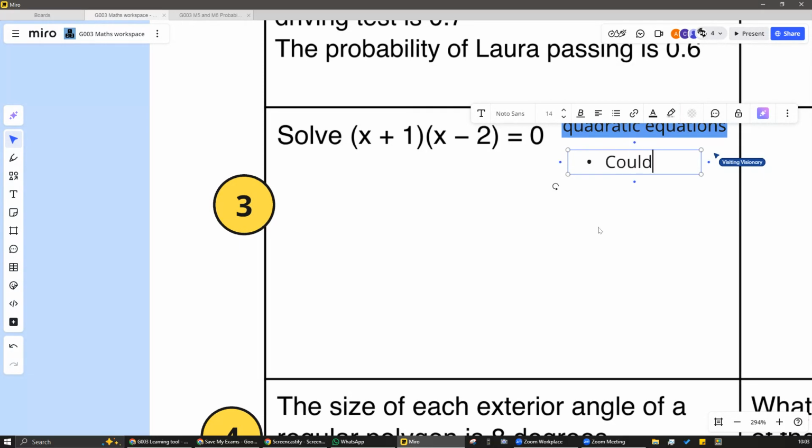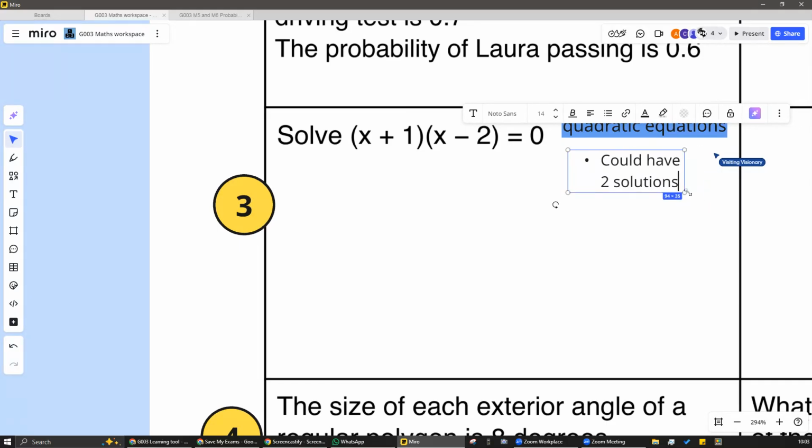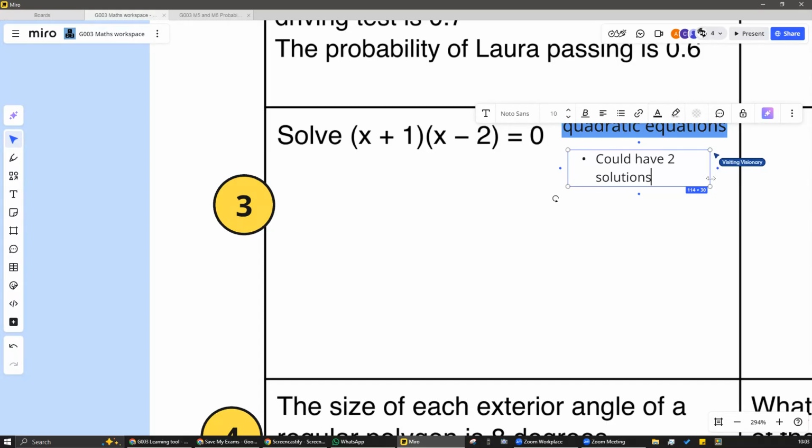So they could have two solutions. And in fact, they usually have two solutions, but it's possible they can have only one solution. It's actually possible that they can have no solutions. But at GCSE, you usually have at least one solution. Maybe always. Anyway, there's that.